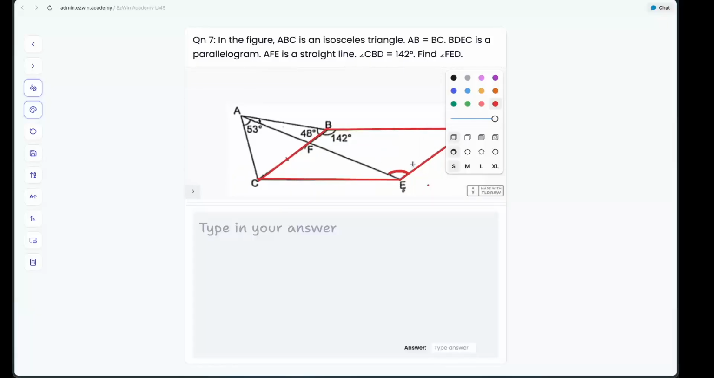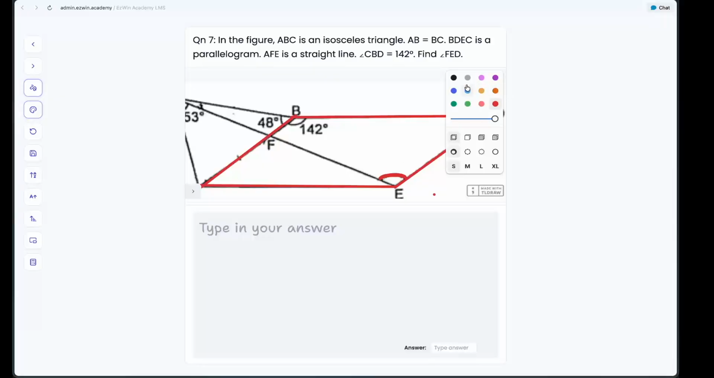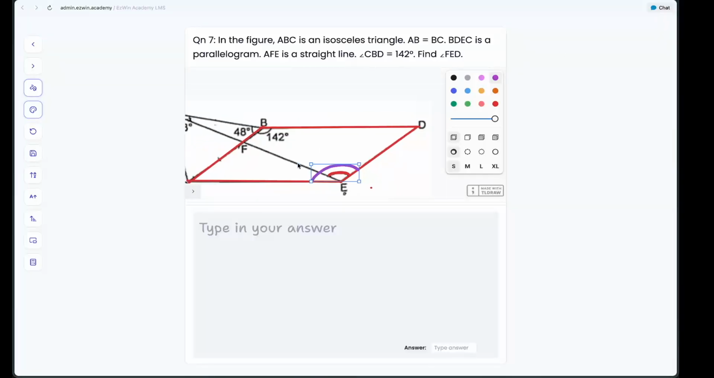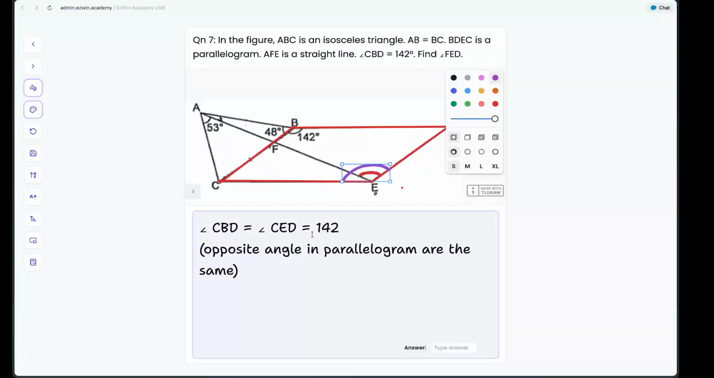In order for us to get angle FED, what we need to do is take 142 minus this other angle, which I'm going to highlight in purple. Can you guess what this purple angle is? If you guess this angle, which is angle CED, is 142 degrees, then you're right. This is 142 because opposite angles in a parallelogram are the same. So angle FED is basically 142 minus CEF.